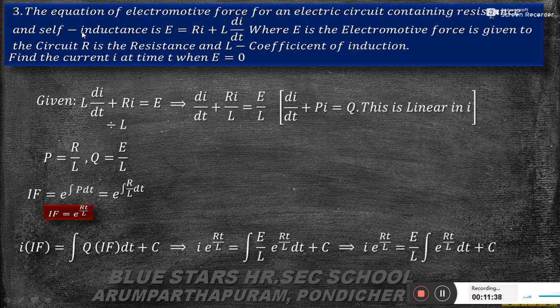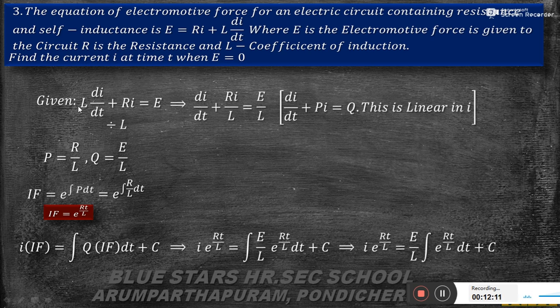You see here the equation of electromotive force for an electric circuit containing resistance and self-induction. So this is the electromotive force: capital E equal to Ri plus L into di by dt, where E is the electromotive force given to the circuit, R is the resistance and L the coefficient of induction. Find the current: they ask about the current i at time t when E equal to 0. So now we will find out the current i at time t.